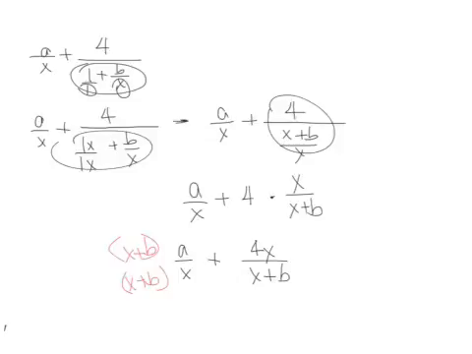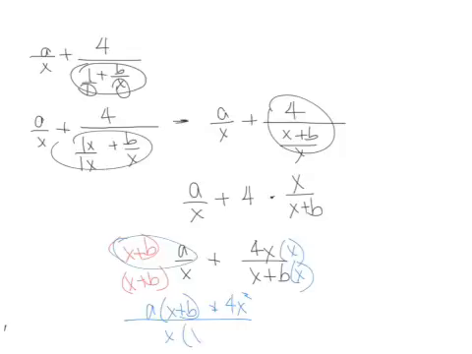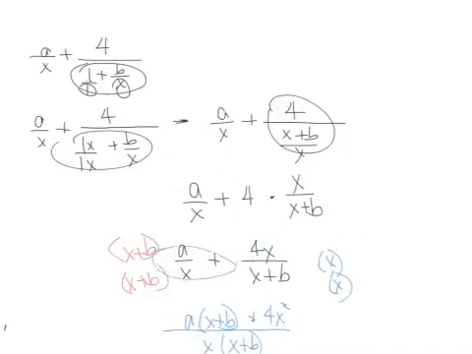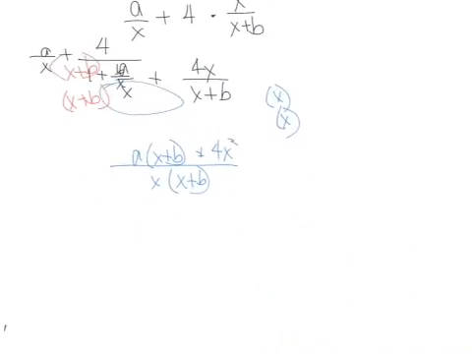Okay, now I look over here and say, what am I missing here that I have here? Well, I'm missing an x. Okay, so now I've got a times x plus b for this, plus 4x squared, and then that's going to be over x times x plus b. Alright, and then it doesn't really matter if you do this or not, but you can keep going and distribute that a.